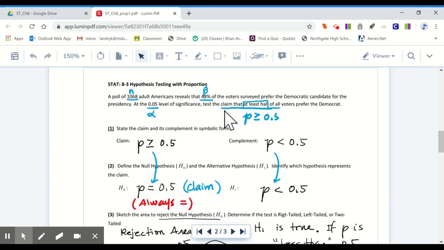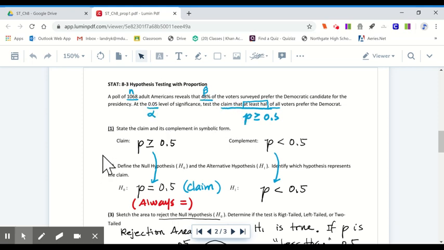Test the claim, here's your claim, that at least half of all voters prefer Democrats. So this is talking about p, the population proportion, is at least half. At least half translates to greater than or equal to 0.5. That's supposed to be a 5 right there. Okay, so we have those identified.